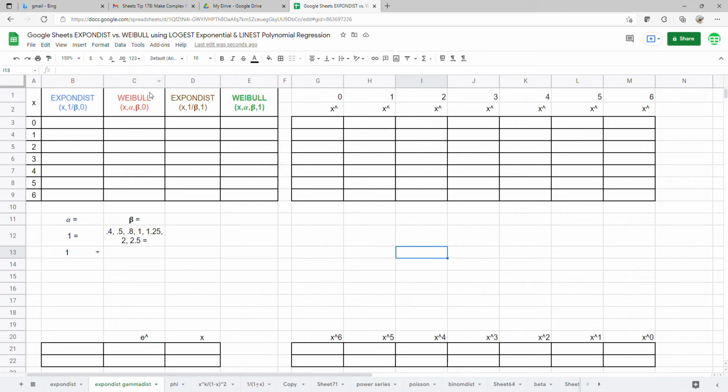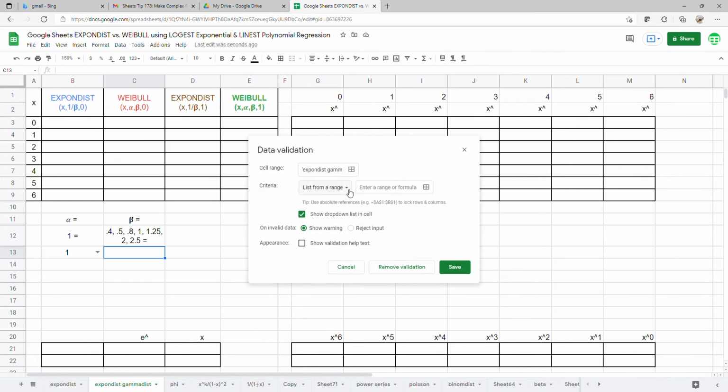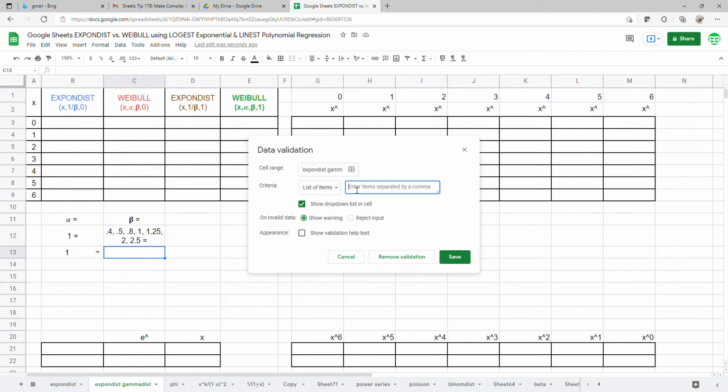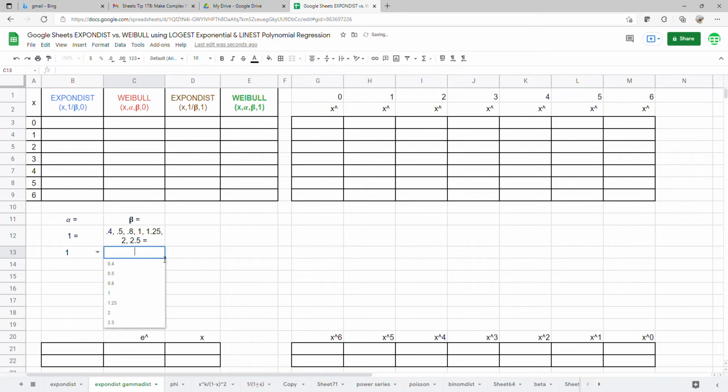In this video, we'll compare EXPONDIST and Weibull in both the probability density function and cumulative distribution function over the values of x from 1 to 6, and our beta is from 0.4 to 2.5. We begin with the value of beta. Data validation, list of items, that is from 0.4 to 0.5. We can start at 0.4.